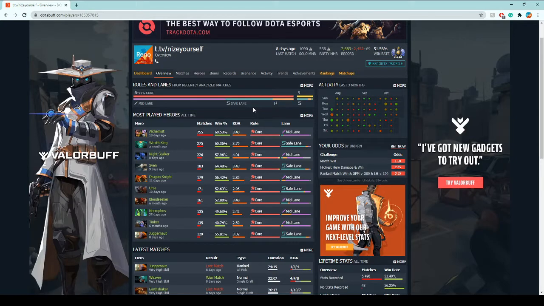So if you're below Legend 2 or 3 with 3.2k MMR, you're going to be in the normal skill bracket for everything. 3.2k MMR. And between 3.2k MMR and 3.6k MMR is going to be the high skill bracket.